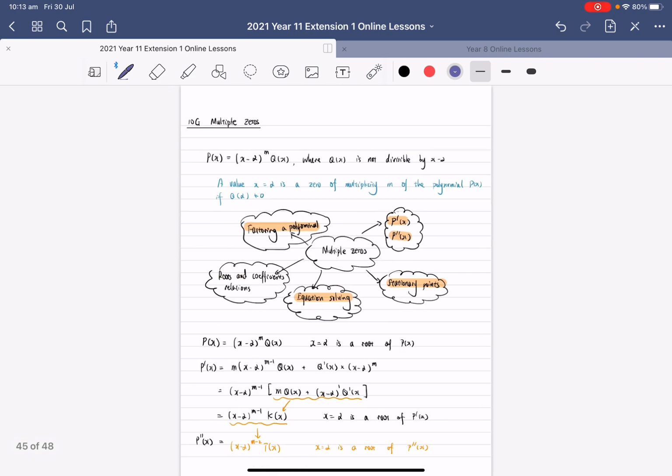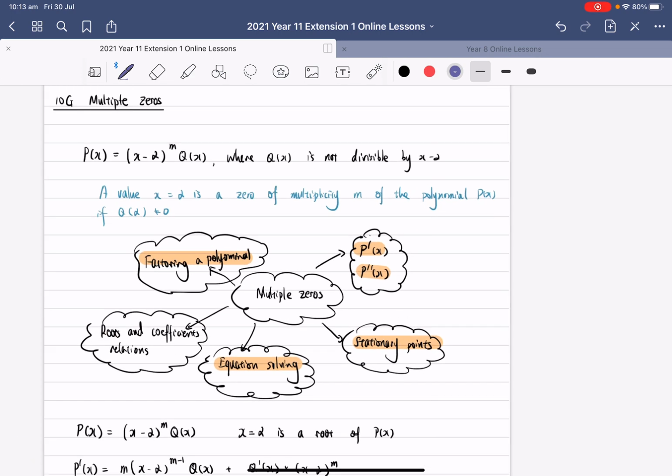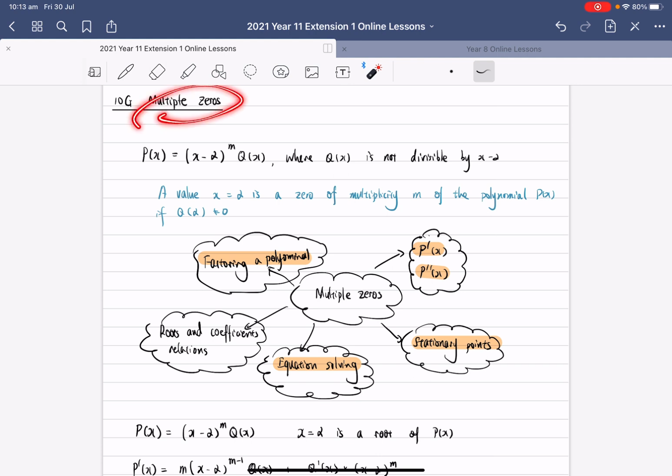Now, with multiple zeros, previously this entire concept was in the Extension 2 topic. But now they changed the syllabus and moved this down to Extension 1. It's not that hard, to be honest. The question itself is actually pretty straightforward as long as you understand what's going on.